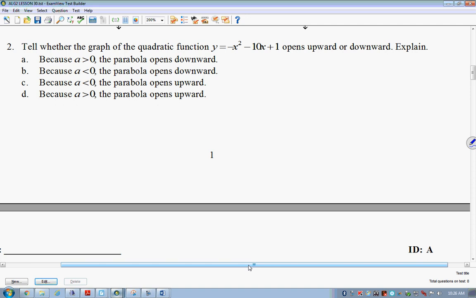Because a is what? Now, we already know we can eliminate these two options, right? But what's the difference between A and B? Right, the less than or greater than sign. Because it's negative, a is what to 0? Less than 0. Okay, does that make sense? Hopefully, a little bit. Okay.